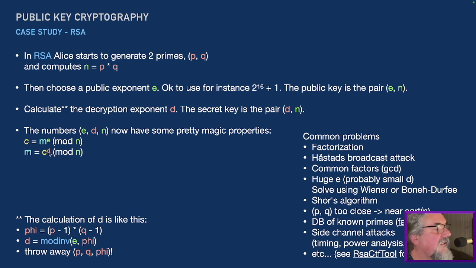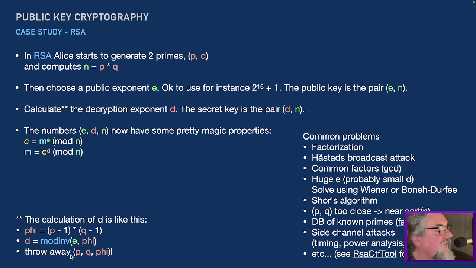You might wonder, how do you calculate D when you have P and Q? Well, you first calculate this phi number, which is, I don't remember the name of it, something like Euler's totient. Anyway, it's P minus 1 and Q minus 1 multiplied together. If you know P and Q, it's very easy to calculate phi, which is like the number of relative primes. It is very hard to calculate phi if you don't know P and Q, but if you know P and Q, it's easy. That's what you mean by a trapdoor function. So the secret of knowing the secret key is being able to calculate phi. And if you can calculate phi, you can calculate D using E and phi through the modular inverse, and then you get D.